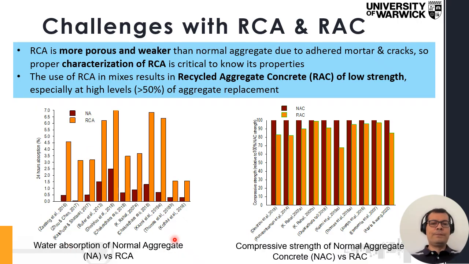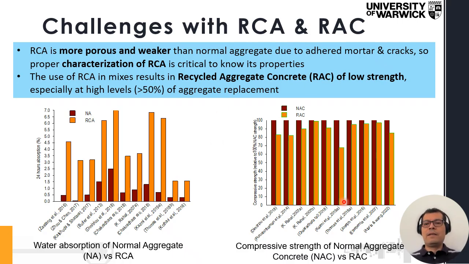have water absorption of normal aggregate versus recycled concrete aggregate. And this is absorption on the vertical axis. Then we have results from different researchers that have looked into it in previous years. On the left, we have the normal aggregate. And then we have on the right of these columns, the recycled concrete aggregate. And as you can see, all the orange columns, which is the recycled aggregate, have a higher water absorption. So that's going to affect the fresh properties of our RAC.